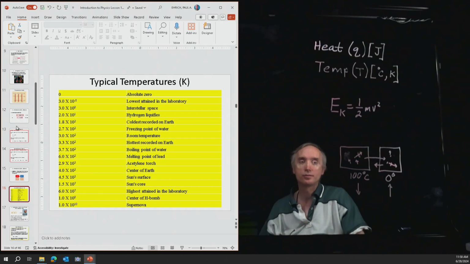So here are some typical temperatures in Kelvin. Notice that you do not say the degrees Kelvin, you just say the word Kelvin.